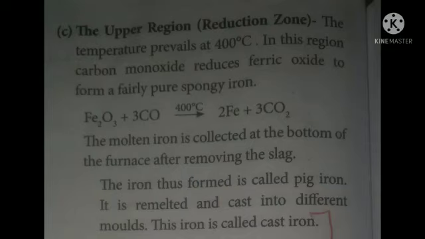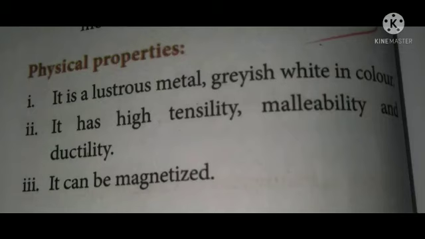Clear? And the physical properties of this iron: it is grayish white in color and it's a lustrous metal. It has high tensile strength, and it's highly malleable and ductile. And the important property of iron, you all know, is that it can be magnetized. So lustrous means shiny appearance, and the color is grayish white. It has high strength, it can be drawn into wires, that is ductility, and it can be molded into different shapes, that is malleability, and it can be magnetized. That is the physical properties of iron.